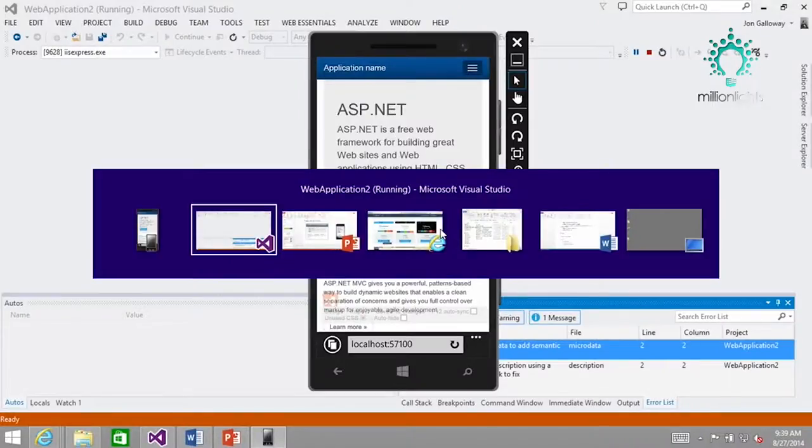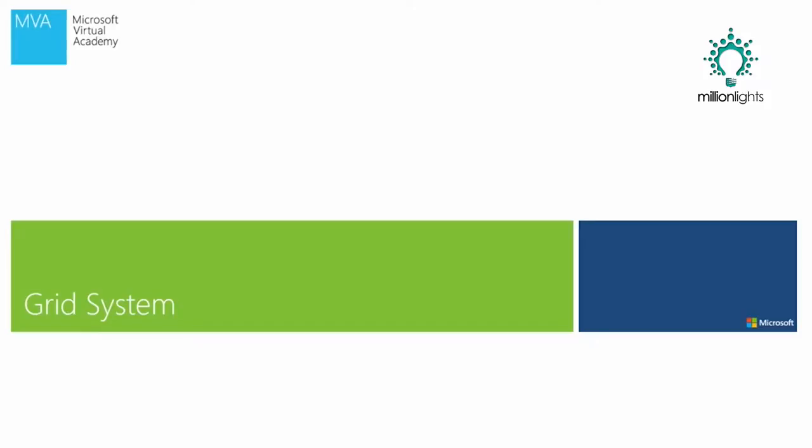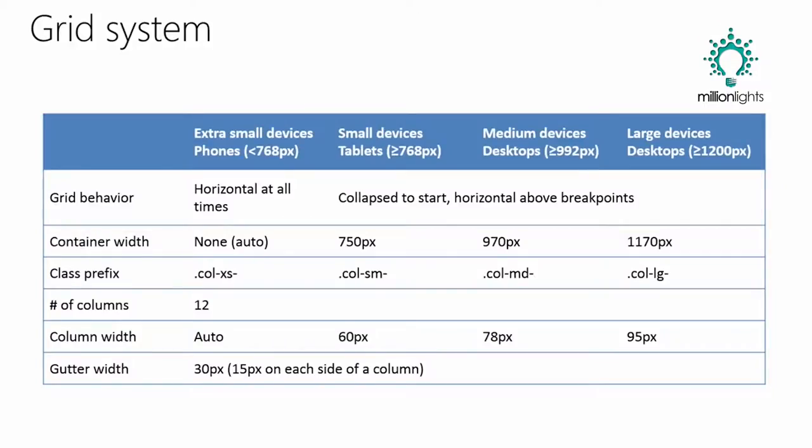So let's begin. Okay, now let's bring it back and start talking a little bit about how we're going to lay everything out. As we talked about before, we want tables, but not tables. And that's what the grid system is all about. It gives us the ability to determine where we want to place everything in a logical table, but not an actual table.